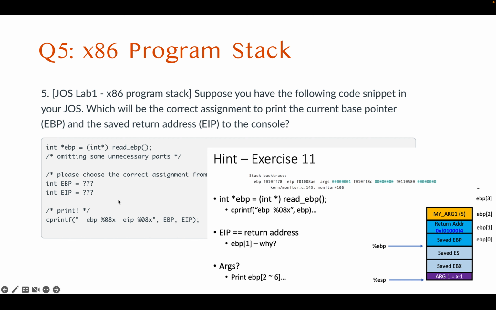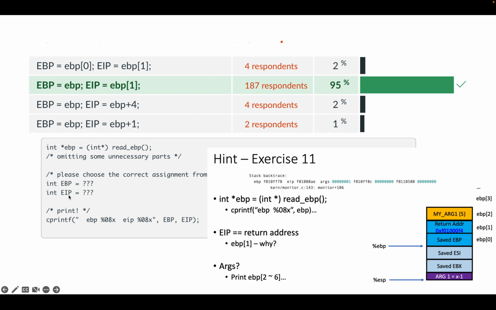So what we need to put is EBP indexed by number 1 at EIP. So the correct answer is this one.